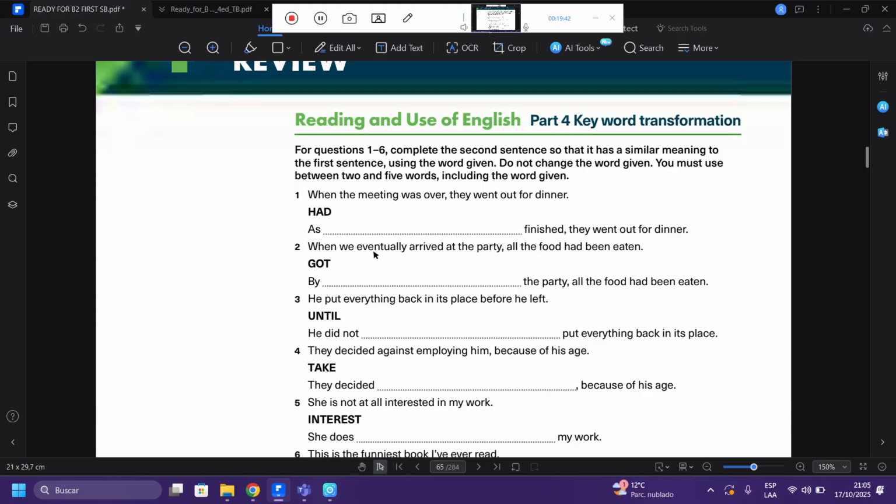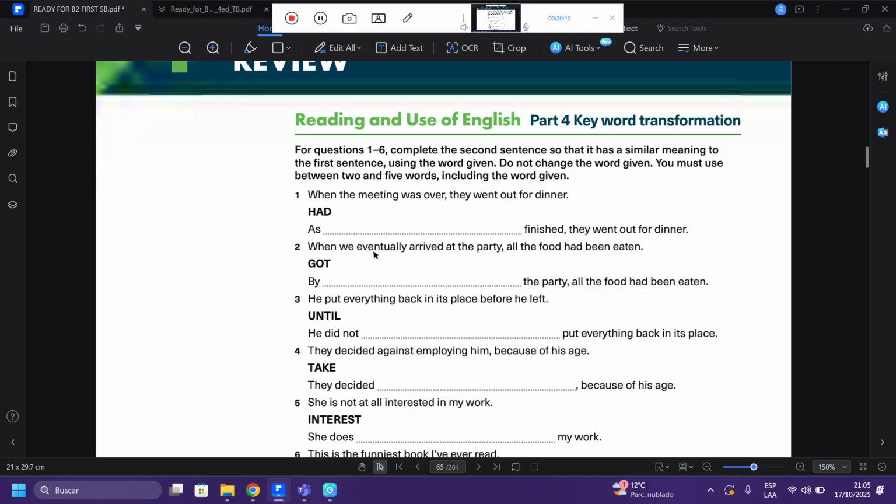For question one, complete the second sentence so that it has a similar meaning to the first sentence. Use the word given. Do not change the word given. You must use between two and five words, including the word given. Okay, we have an example there. When the meeting was over, they went out for dinner.